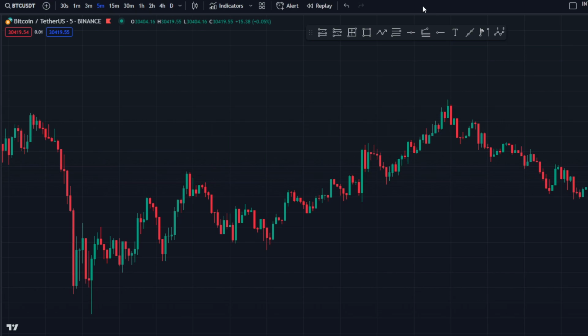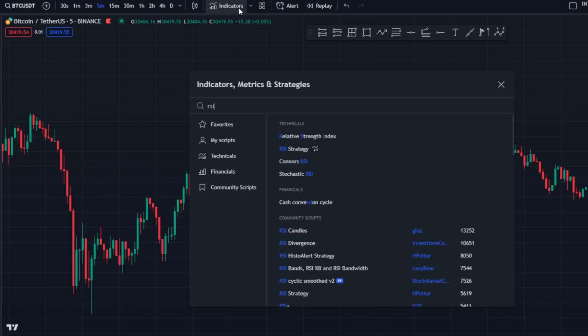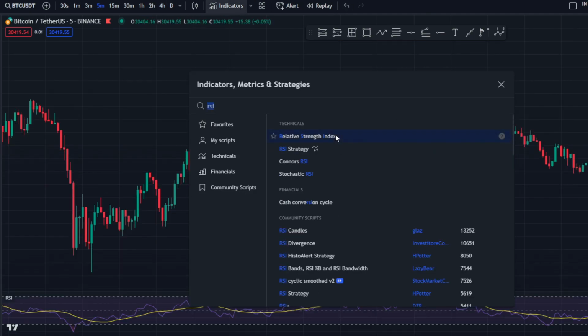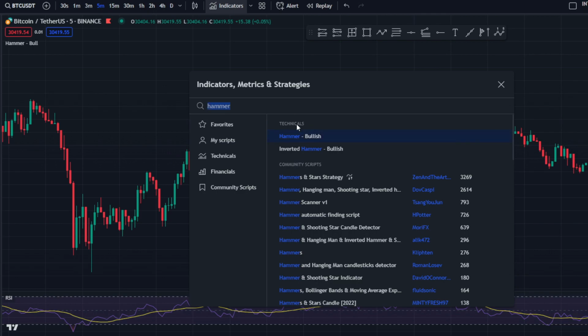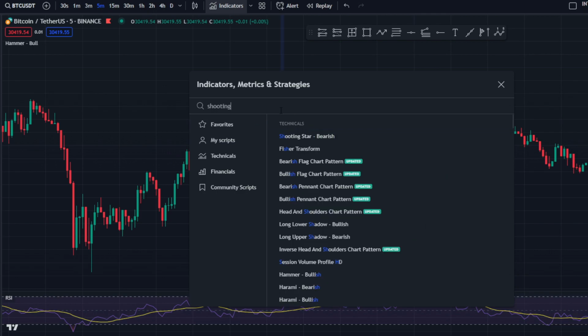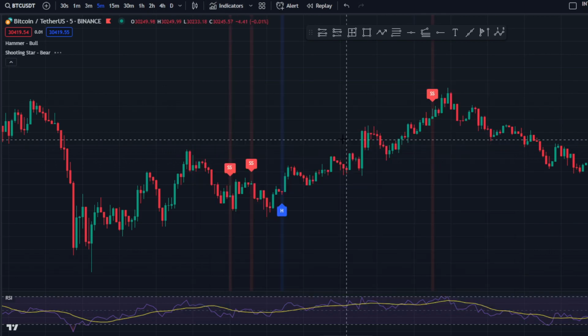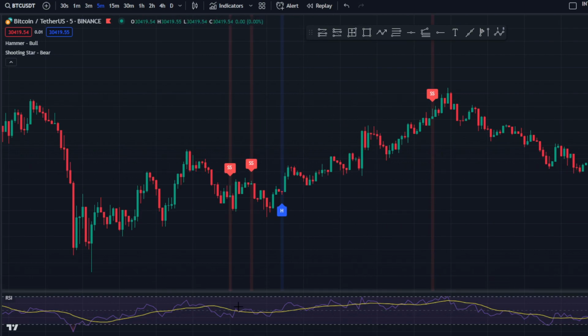For the indicators you'll be using today, we'll be using the RSI indicator. There's your first indicator. Your next indicator would be the hammer indicator, the hammer bullish indicator, together with the shooting star, the bearish indicator. So you can see on the chart, these are the few things that you will be needing.